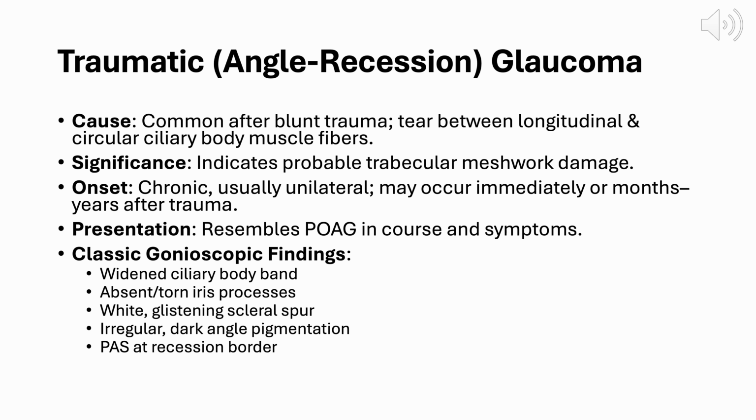On gonioscopy, there are some classic features: a widened ciliary body band, absent or torn iris processes, a prominent white scleral spur, and irregular dark angle pigmentation. PAS may also form at the recession border. This is an important glaucoma type to recognize because it can easily be missed if the traumatic history isn't carefully elicited and the angle isn't examined in detail with gonioscopy.